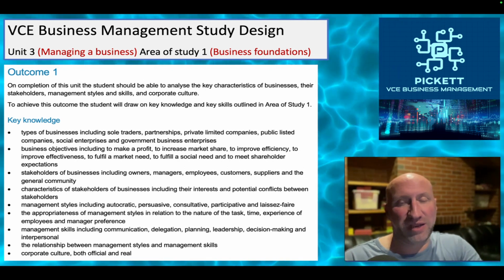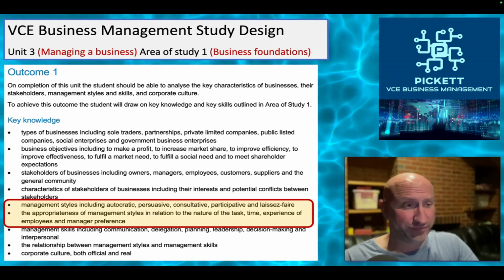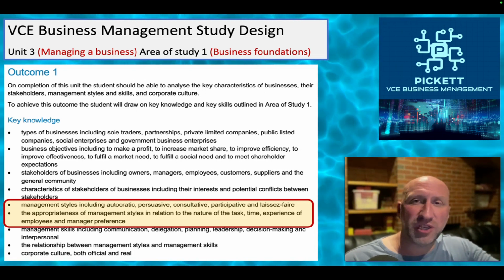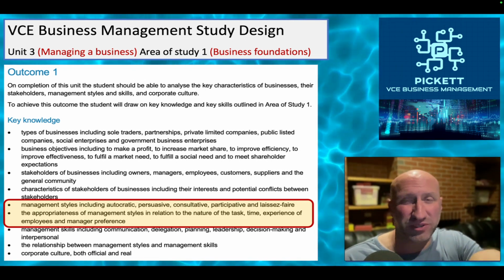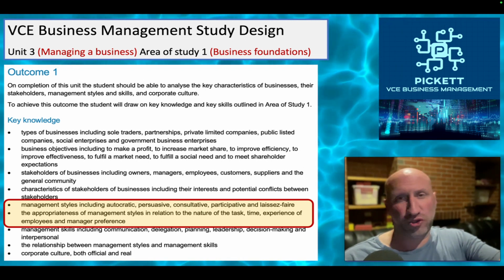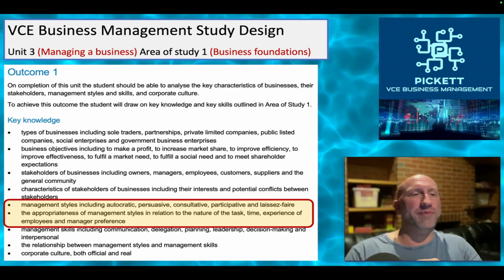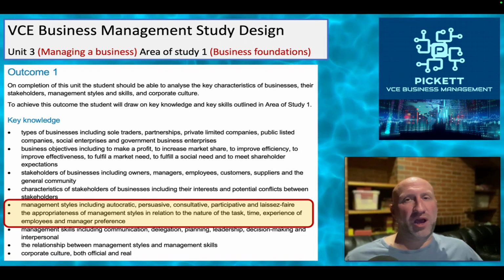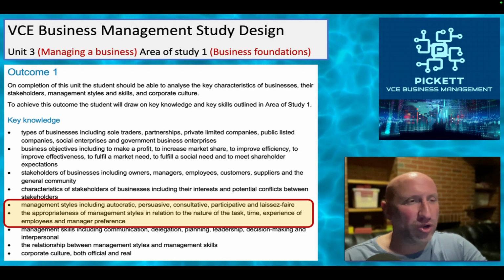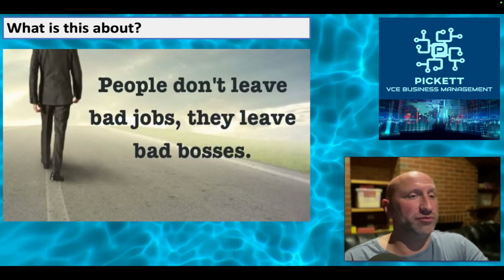So here's our snapshot of the study design. In this here, you can see what I'm talking about. So management styles including, and then it lists a bunch of management styles. And then the next one, the appropriateness of management styles in relation to. So all to do with management styles. So we just cover the whole lot off in one key knowledge dot point that we call management styles.